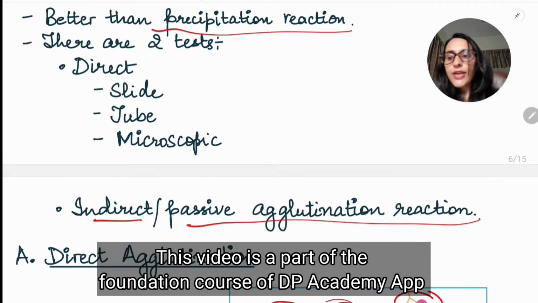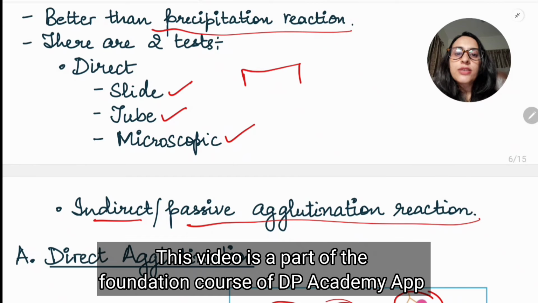So direct agglutination reaction can be of slide, tube, and microscopic. When we see it on a slide, that is known as slide agglutination reaction. When we see it in a test tube, it is known as tube agglutination. And when we see it under a microscope, that is known as microscopic. An example is MAT. So we'll cover all of this.